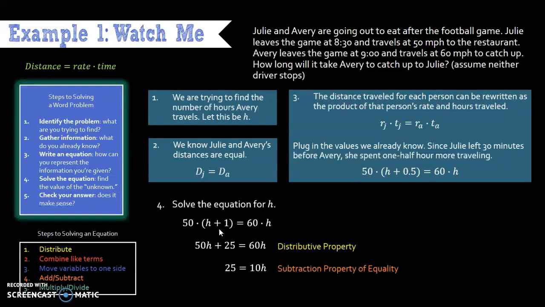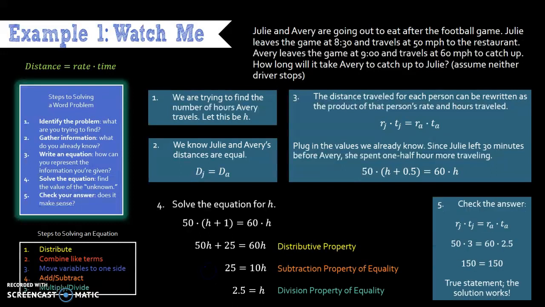Everything else is correct. So we use the distributive property and get 50 times h plus 25 when I distribute, and it equals 60 times h. I'm going to subtract 50h from both sides to get 25 equals 10h, and then divide both sides by 10, and I get that the number of hours is equal to 2.5. So that says Avery traveled for 2.5 hours, and we're going to plug in that 2.5 for h just to check that it works. So Julie went 50 miles per hour for 3 hours because she went half an hour longer.